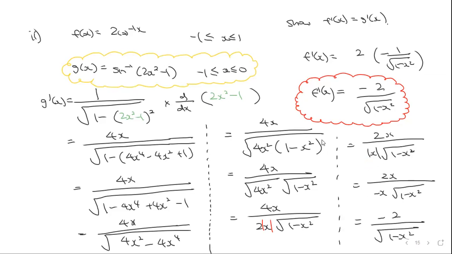So with that in mind, having found that g'(x) is negative 2 over the square root of 1 minus x squared, we are now in a position to say that f'(x) equals g'(x) for x being negative. If you look at part 2, it also says for x between negative 1 and 0, for x negative.